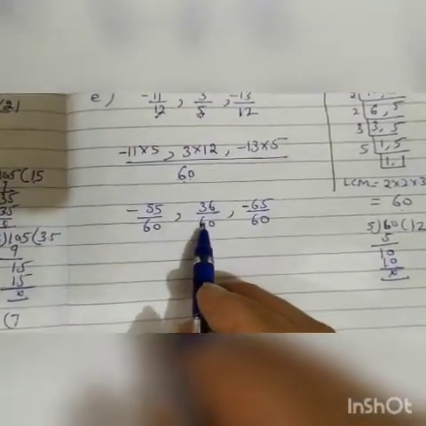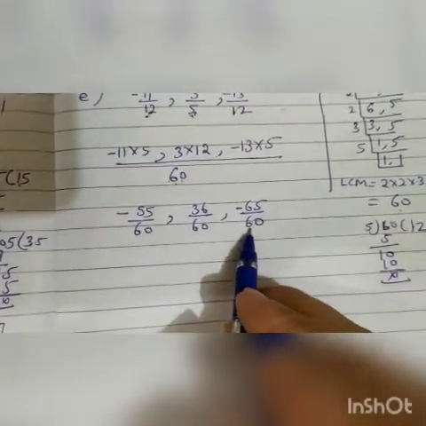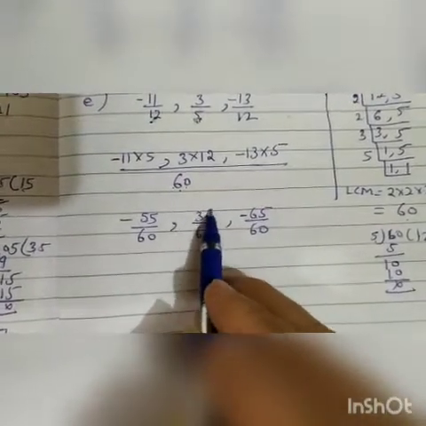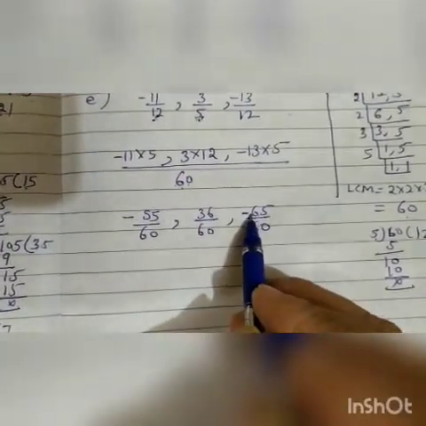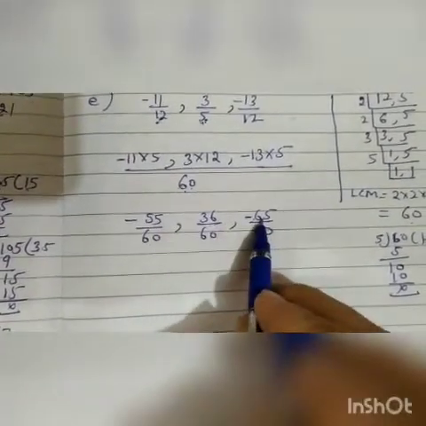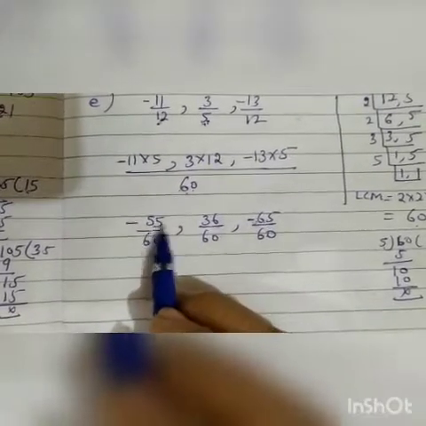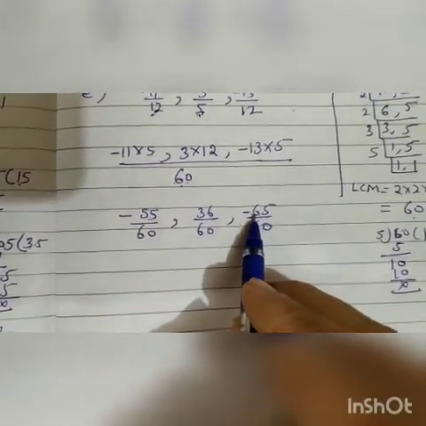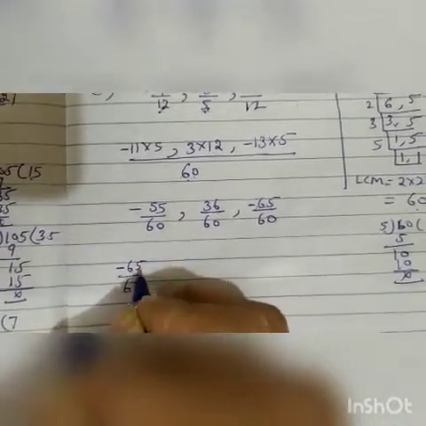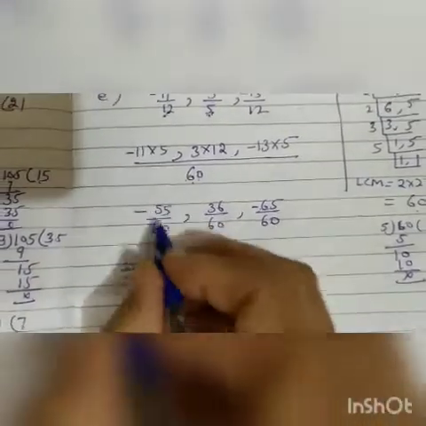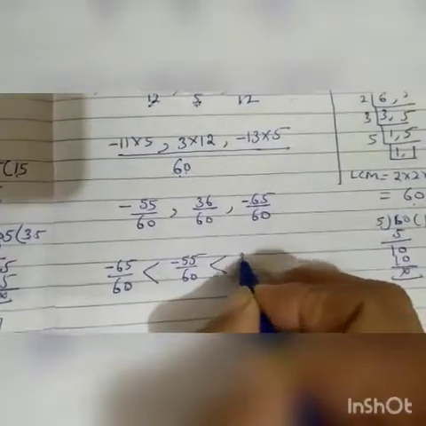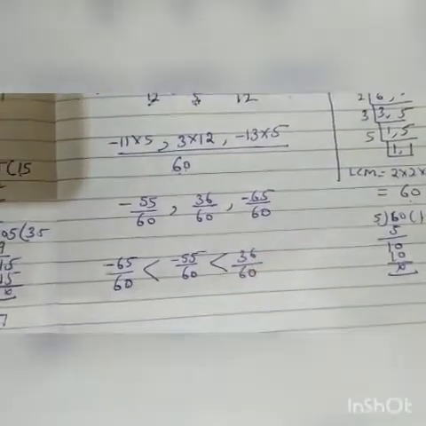Now all three rational numbers are with the same denominator 60. So we will compare their numerators. Among these three numerators, 36 is positive, minus 55 and minus 65 are negative. We will compare only these two. Between these two numbers, minus 65 is the smallest one. So we will write minus 65 upon 60 first. This is the smallest one. Then this minus 55 upon 60. Then the largest one is the positive rational number 36 upon 60.